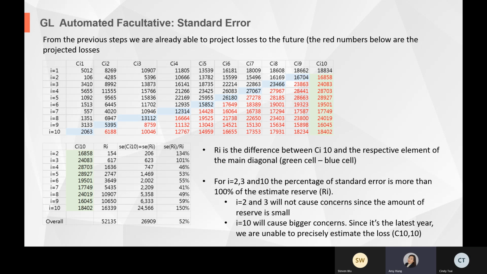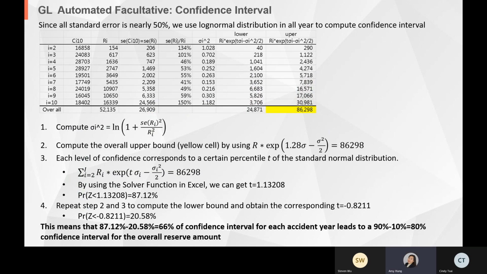For I equal to 2, 3, and 10, the standard error is more than 100% of the estimated reserve. When I equals 2 and 3, it will not cause concerns since the amount of reserve is small. But if I equals 10, it will cause a bigger concern. Since it's the latest year, we are unable to precisely estimate the loss. Next is obtaining the confidence interval.